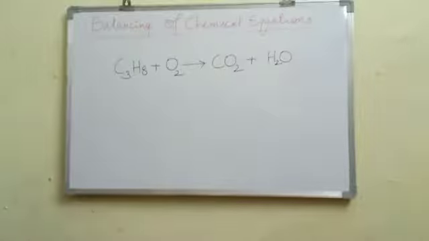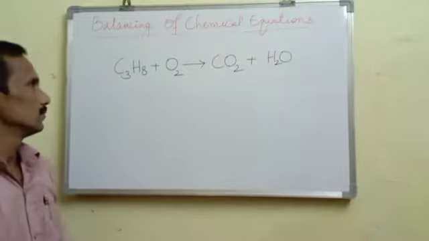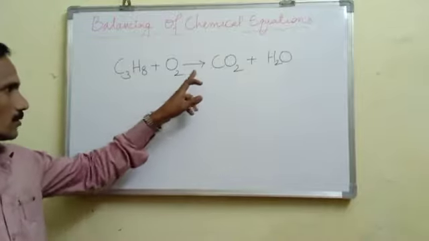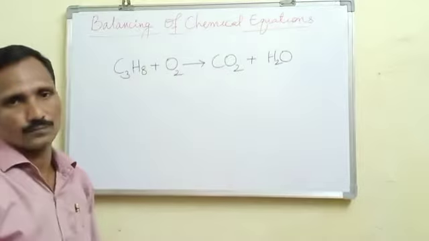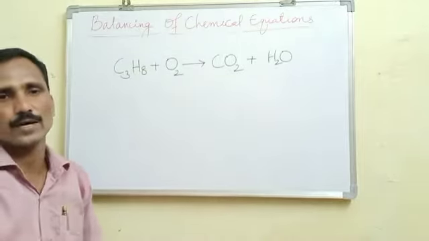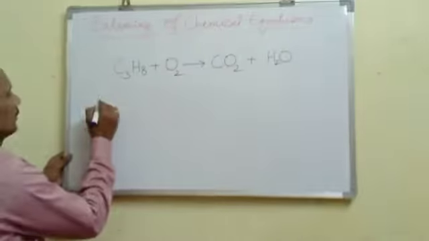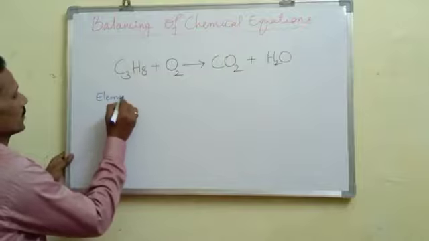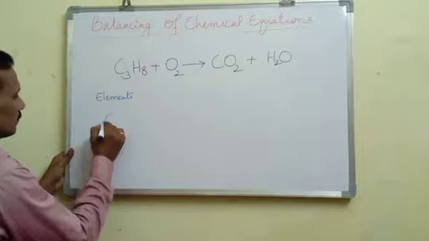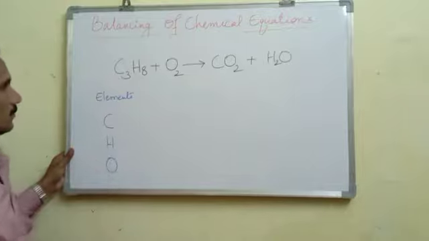Yes students, observe this example. Propane, this is C3H8. Propane is reacting with oxygen to give carbon dioxide, water vapor and heat. To balance this equation, first we have to make a table with reactants or LHS, and products, and the elements. What are the elements present here? Carbon, hydrogen and oxygen.